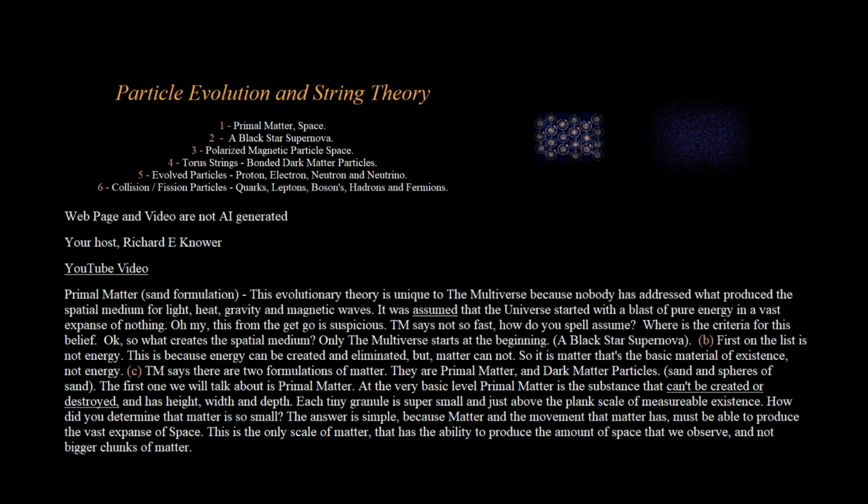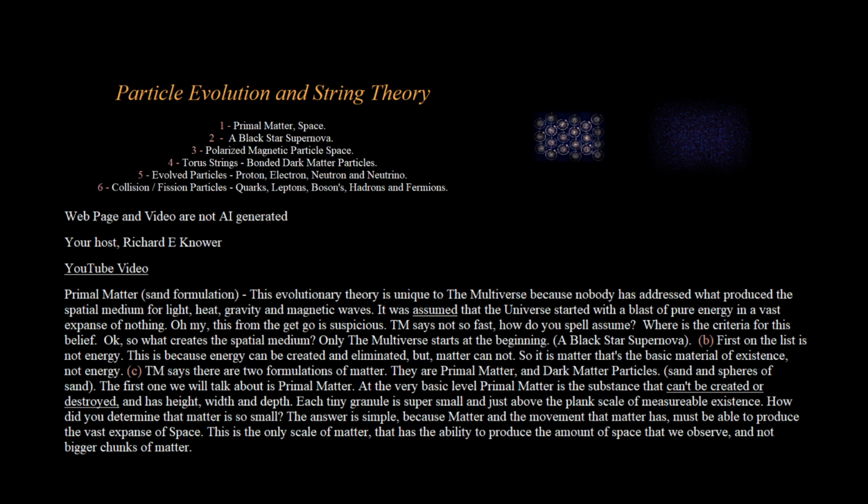C. TM says there are two formulations of matter. They are primal matter and dark matter particles: sand and spheres of sand. The first one we will talk about is primal matter. At the very basic level, primal matter is the substance that can't be created or destroyed, and has height, width, and depth. Each tiny granule is super small and just above the Planck scale of measurable existence.